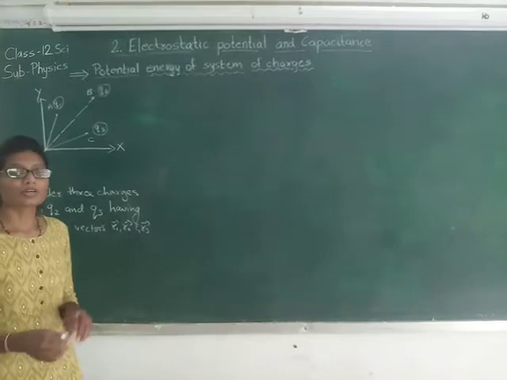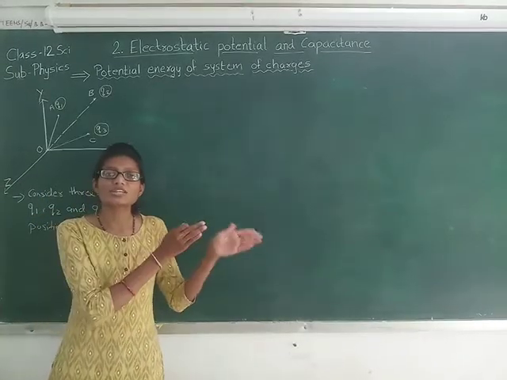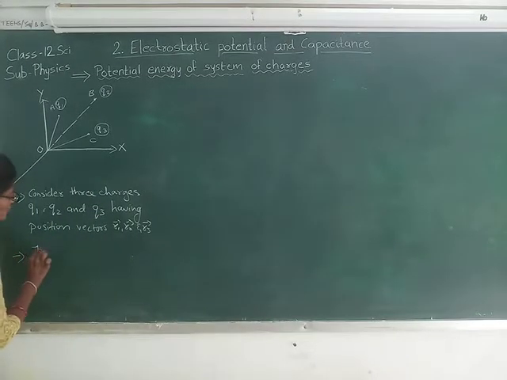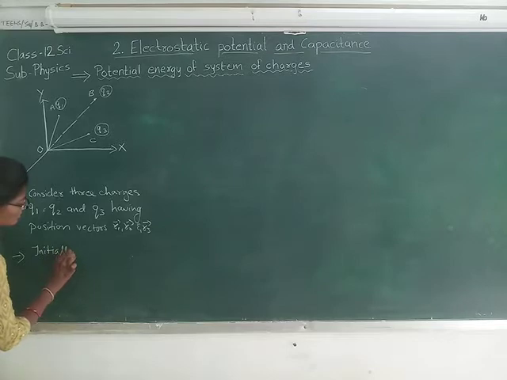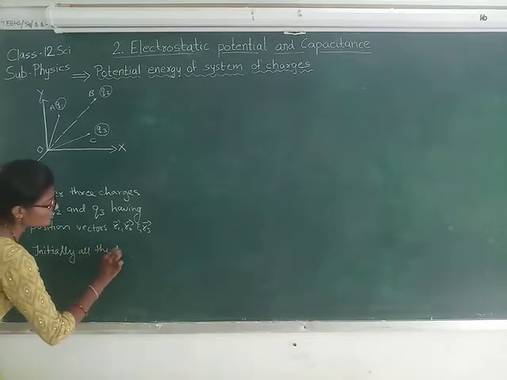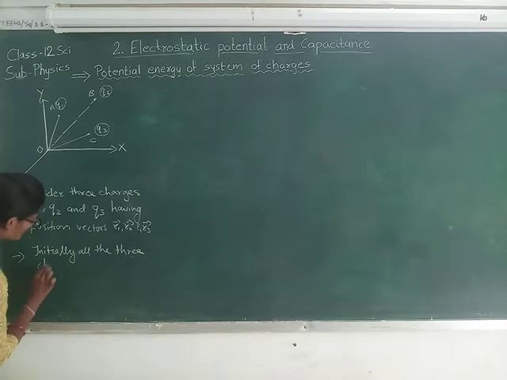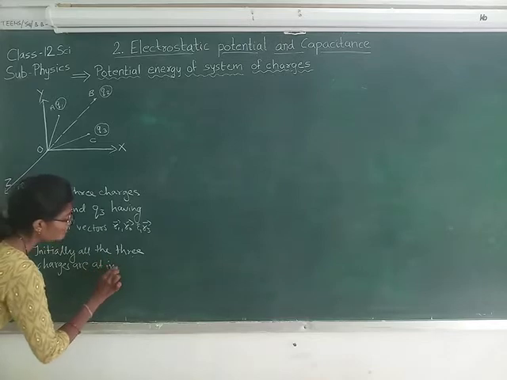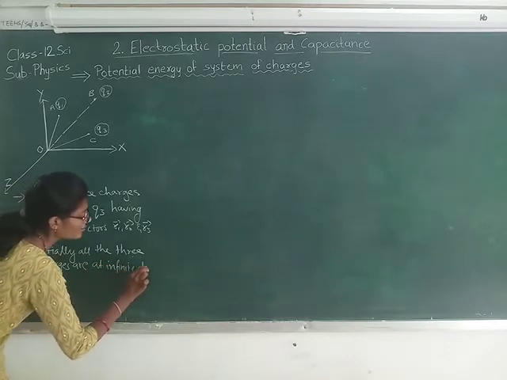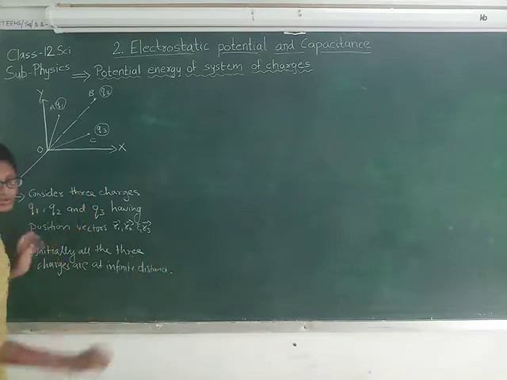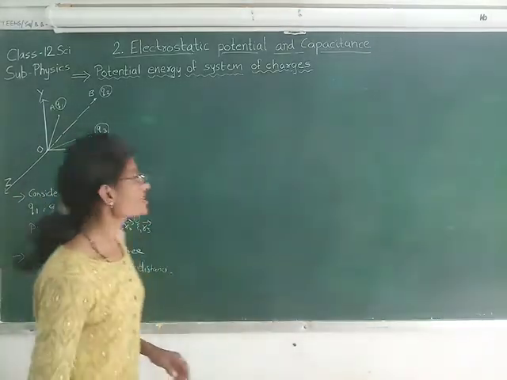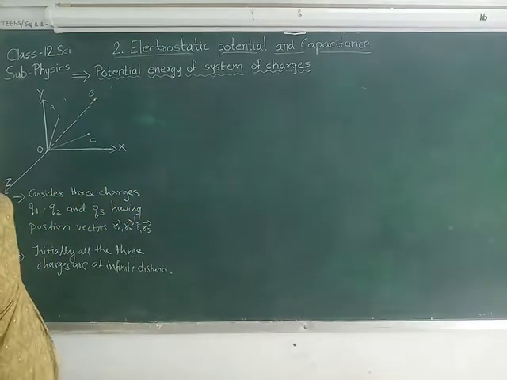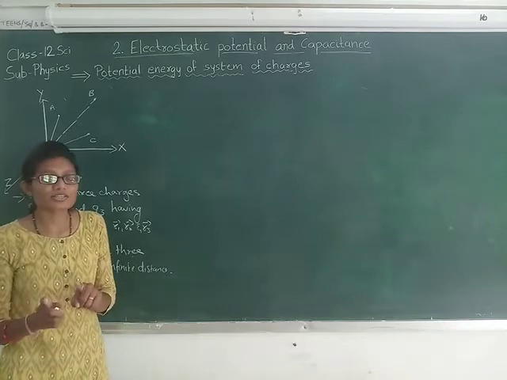Now what we need to do? First of all, initially all these charges are where? It is at infinite distance. So initially all the three charges are at infinite distance. So first of all, let us consider that charges are not over here. We need to take the positions like this, but initially we are not having any charge. We are having the charges at infinite distance.